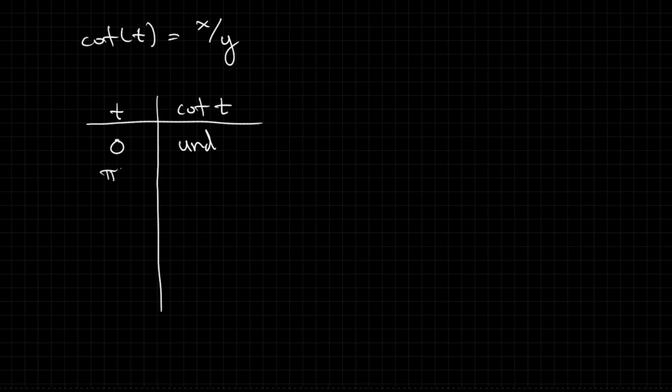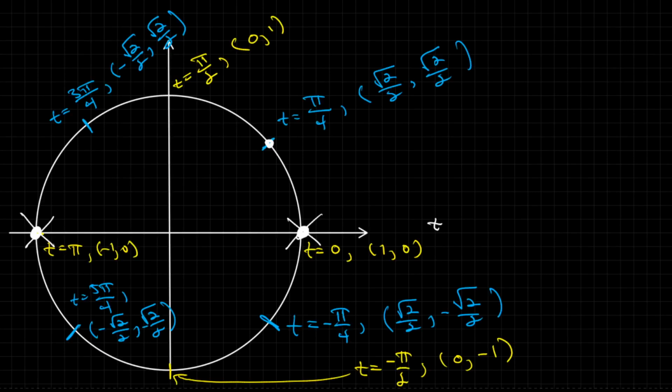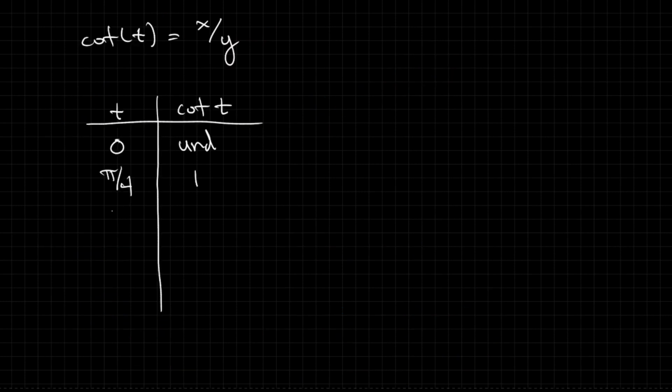Then at pi over 4, cotangent of t is 1. You can verify this if you'd like. It's just you take the x-coordinate and divide by the y-coordinate, and you get 1. Then at pi over 2, cotangent of t is 0. At 3 pi over 4, cotangent of t is negative 1. And finally, at pi, it's undefined again. And so I'll begin sketching over here on the right.